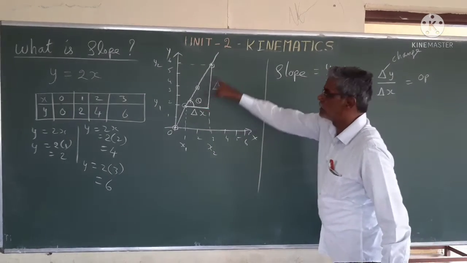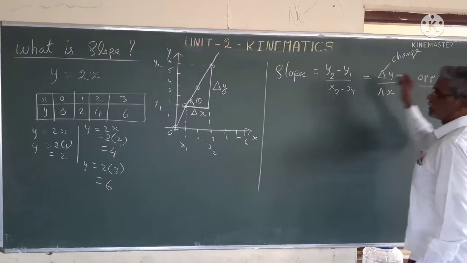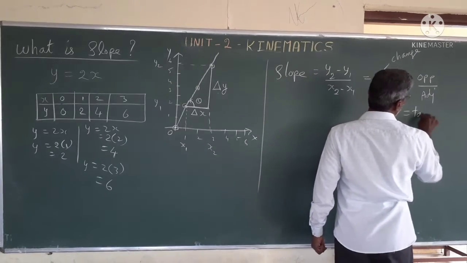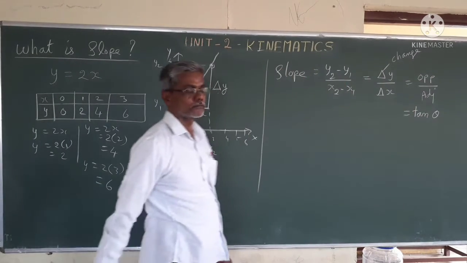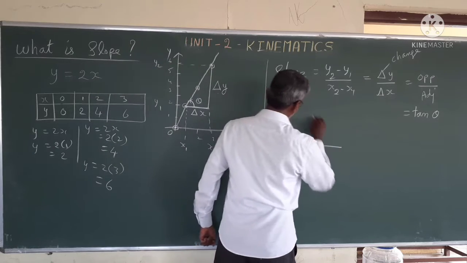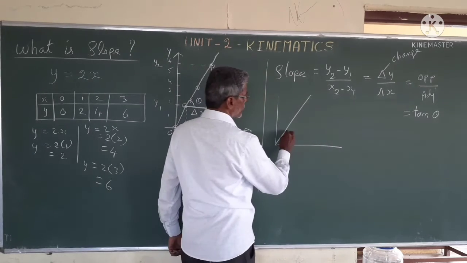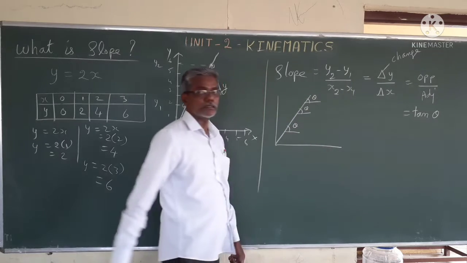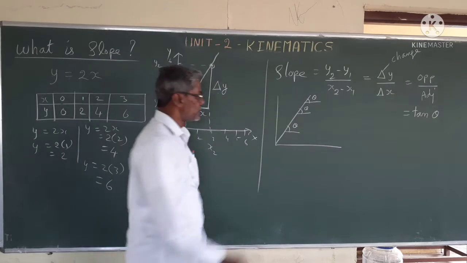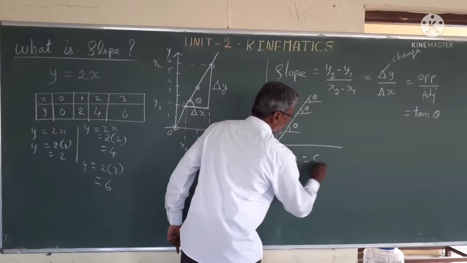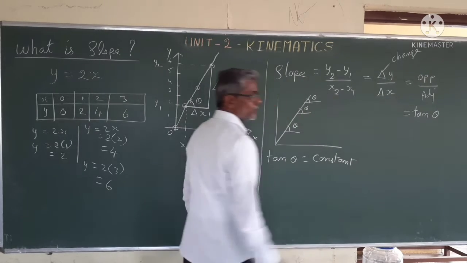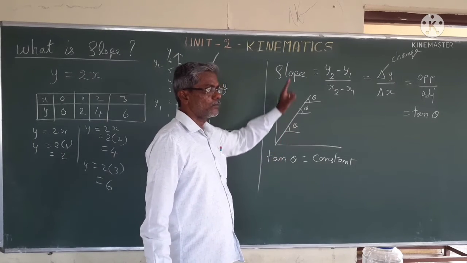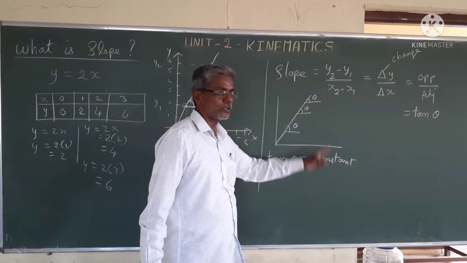For this angle, delta y is opposite and delta x is adjacent. So opposite by adjacent, I can call it tan theta. Now, in a straight line, if I take an angle, all the angles will be equal. That means tan theta will be constant. The angle will be constant, so the slope will be constant. For a straight line, the slope is constant.